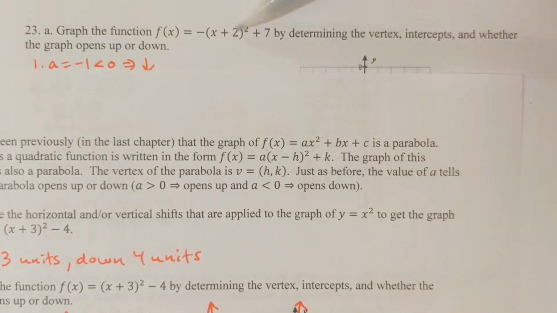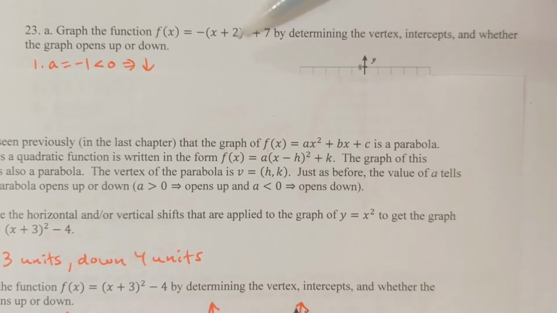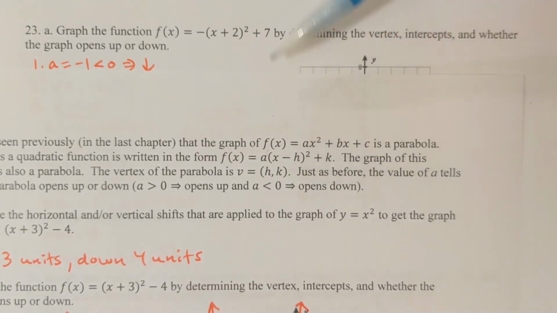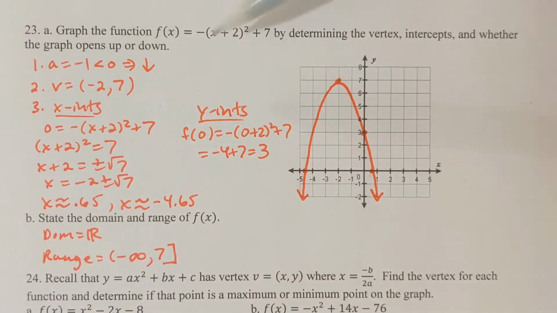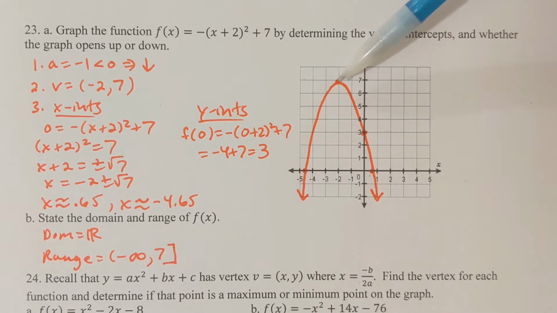Okay, the way to look at this then is you've got x minus negative 2, or that's x plus 2, same thing. h is negative 2, k is 7. So the vertex would be located at (negative 2, 7), and you can plot that point on the graph there. And then we've got to find the intercepts.